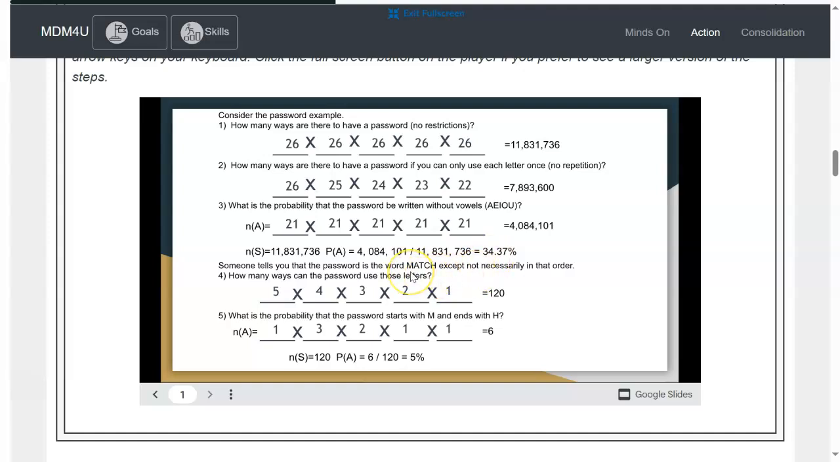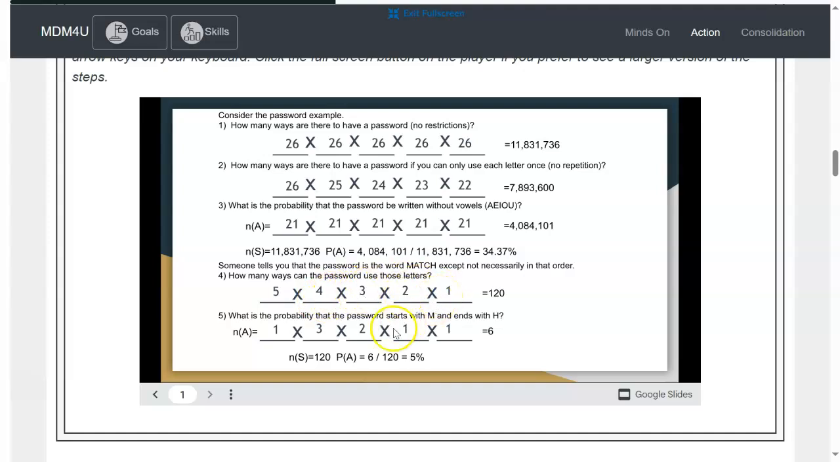Now look at the word MATCH, and we're asked how many ways we can put the letters in order. There are 5 letters, so 5 options for the first spot, right? M-A-T-C-H, you choose one of them. Now I'm left with 4. If I choose the C, I have M-A-T-H, which spells math, by the way. So 4 options, and then 3, then 2, then 1.